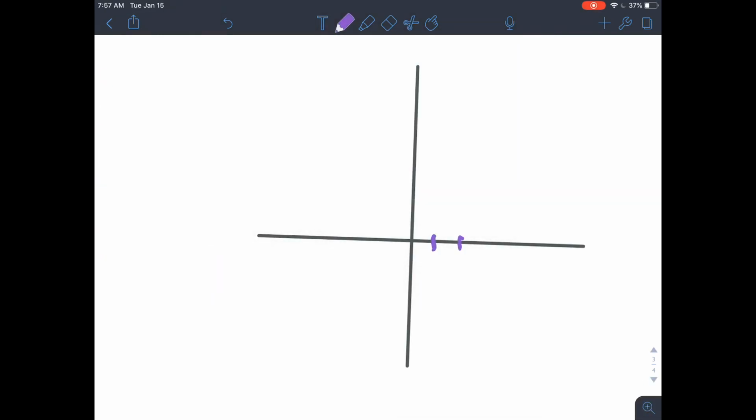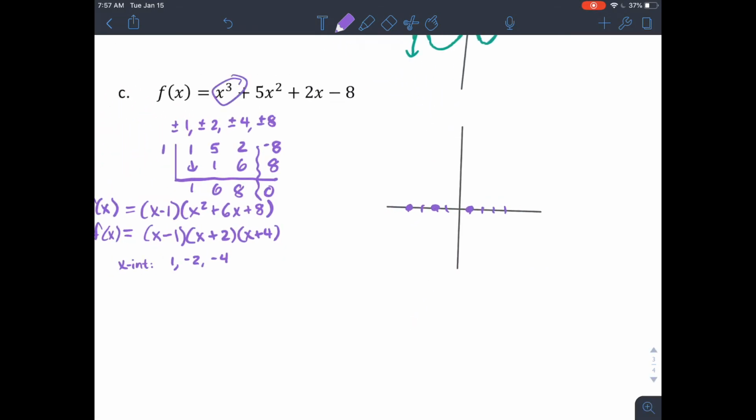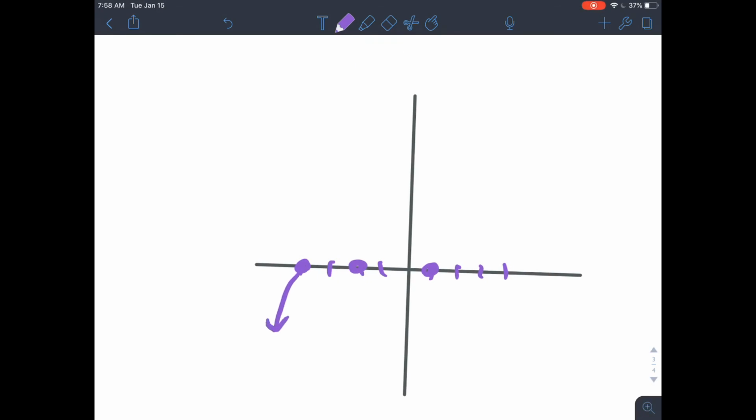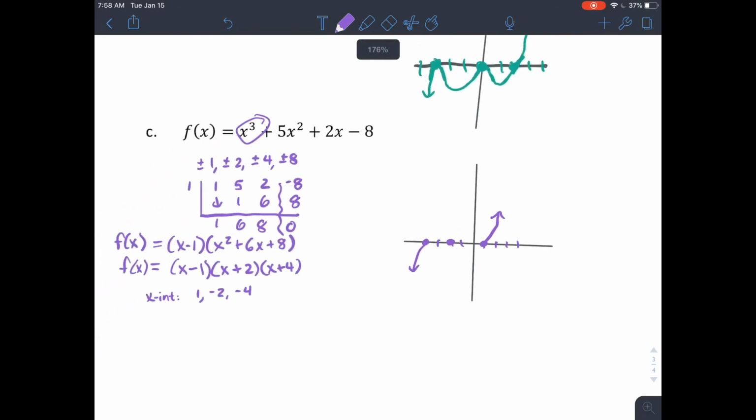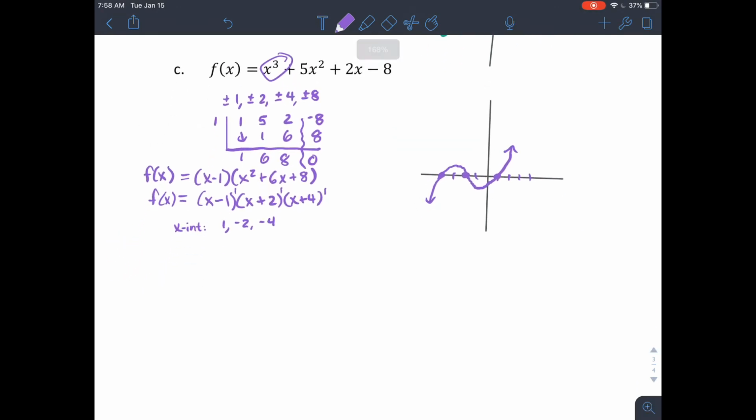So plotting our x-intercepts. All right, done. Okay, well, it's degree 3. My ends are going to go, I really should have mixed it up, I guess, my ends are again going to go down on the left and up on the right. And then my multiplicity of all those factors is 1, so it's going to cross at every single one. I'm going to use that instead of plugging in x values. My final graph should look like that. All right, good luck on your assignment.